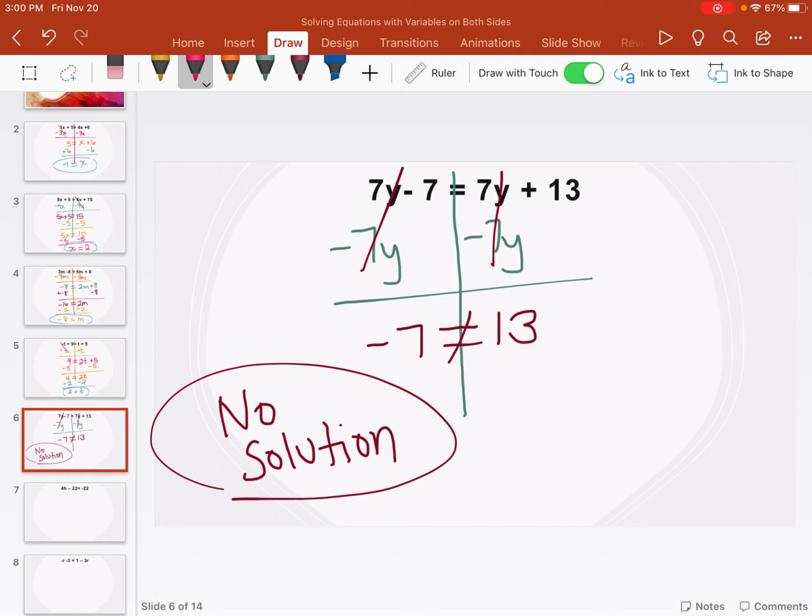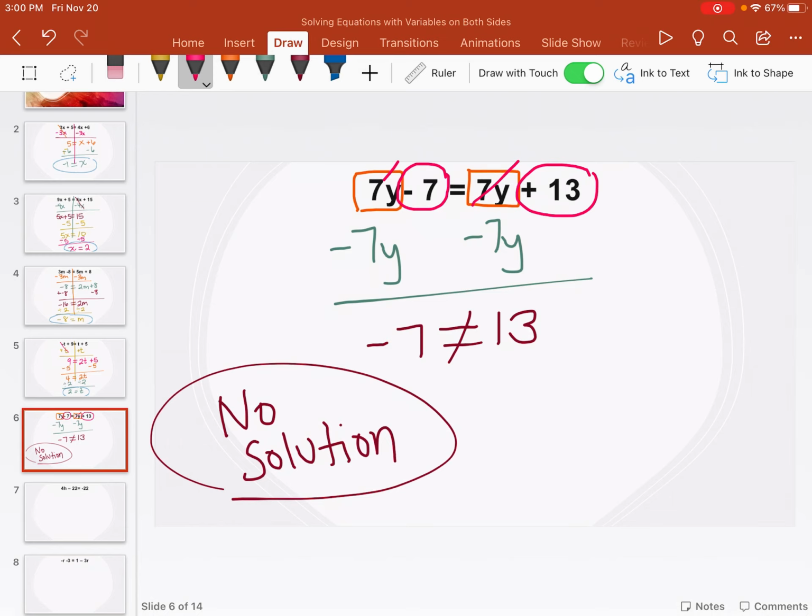Okay? If we look back at the original problem real quick, I could tell you, just looking at the original problem, that this was going to be a no solution. And the reason is right here. I can see that our two coefficients were identical, 7y and 7y. So what that means is when I go to move one to the other side, it's going to cancel out. Okay, that's important, but that's not the only reason. Those have to be identical, but then when I look at my constants, those are different, right?